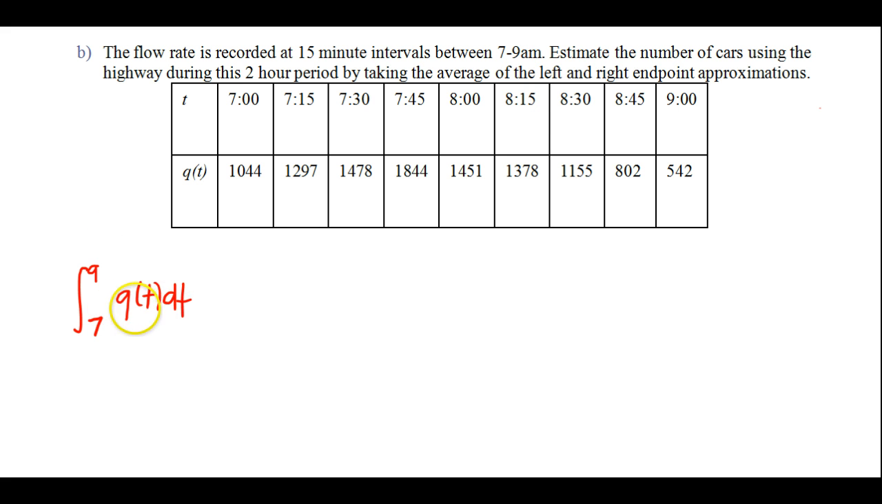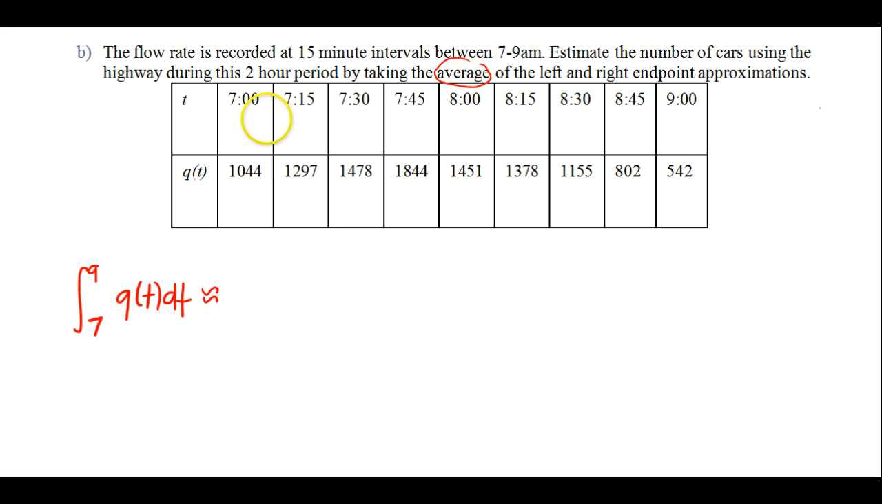But I wasn't given q of t explicitly, so I don't know exactly what this function is. I only have snapshots of information at 15-minute intervals here. So I'm going to approximate this, and they're telling me exactly how to approximate it: take the average of the left and right endpoint approximations. So I want to find a left and right endpoint approximation, add those two together, and divide by 2. That's how I find an average.